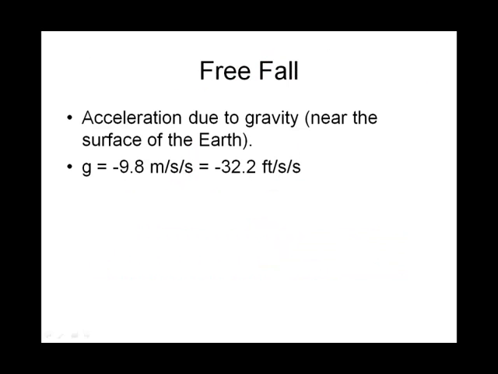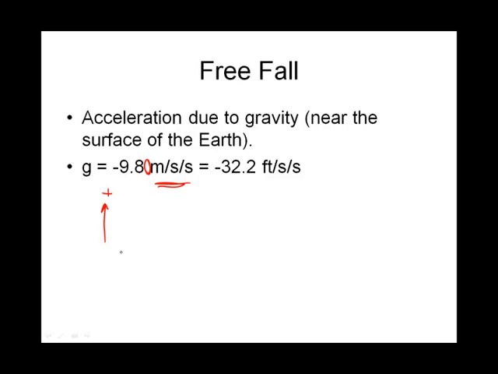A very good example of acceleration being constant is free fall. The acceleration due to gravity near the surface of the Earth is negative, and I say negative because I'm assuming up is positive. So negative 9.8 meters per second per second. Near sea level, this might be 9.81. I live at 5,000 feet, so it's closer to 9.80, whichever you want to use.